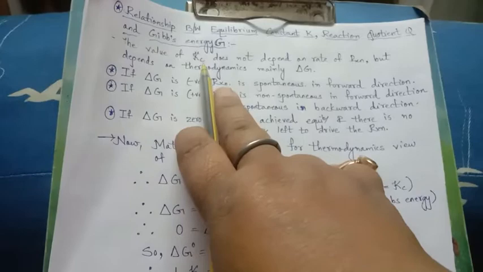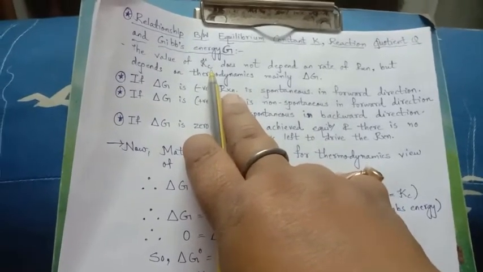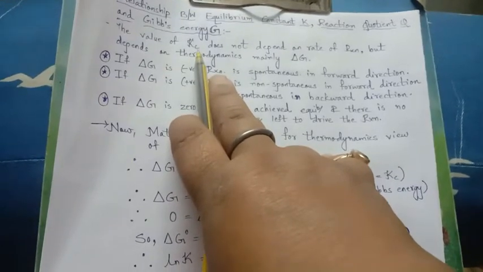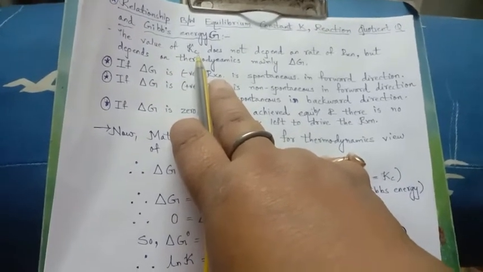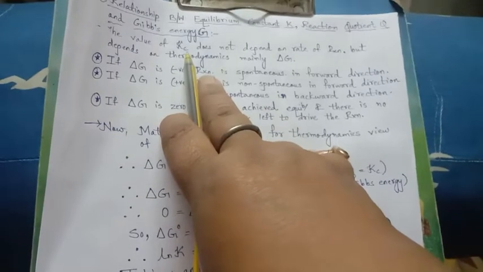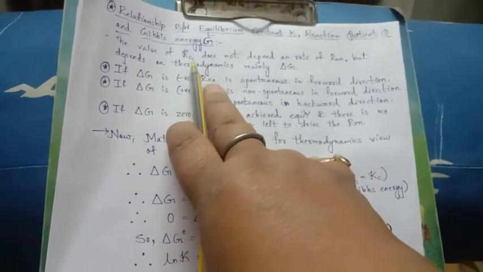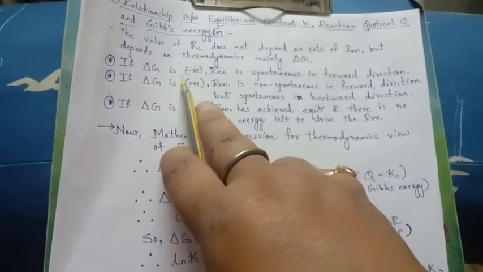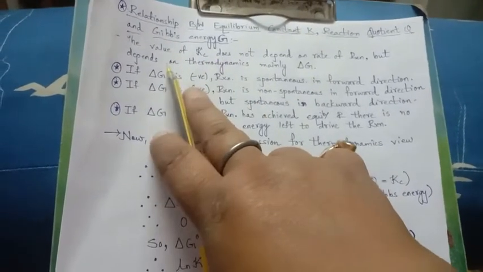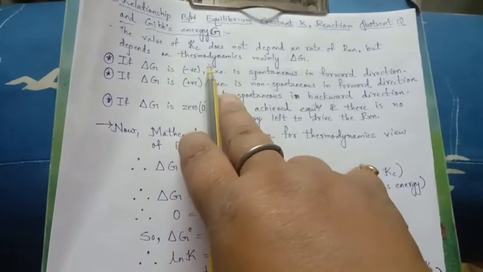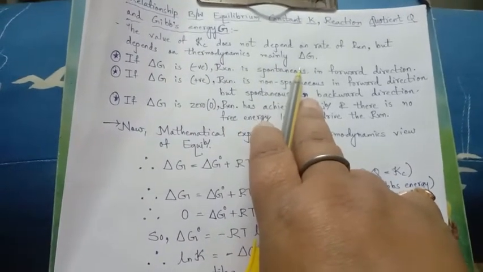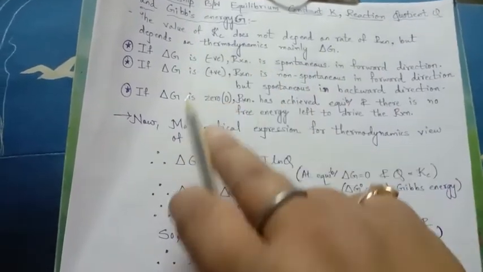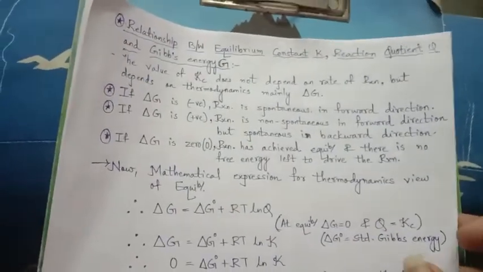So it doesn't need to know the rate, how fast the reactant is reacting, how fast the product is obtained, or how fast the backward reaction is. It is not a need for it. It is only in need of concentration. But Kc depends on thermodynamics and mainly it depends on free energy. It does not depend on the rate of reaction, but it depends on the thermodynamics, right?